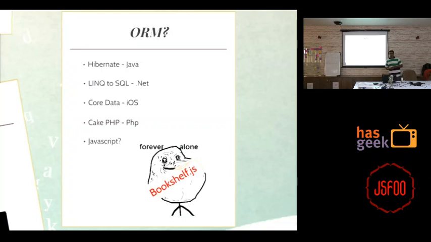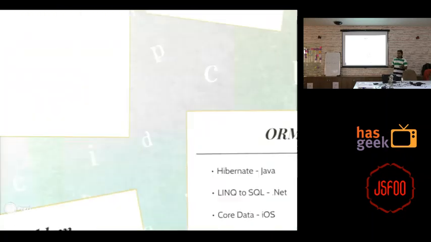So Bookshelf.js is an ORM for JavaScript. Essentially, you write it with Node. And it allows you to do anything and everything that a traditional ORM will allow you to do, only with JavaScript, right? Sounds pretty neat. So let's see what ORM really helps us with.